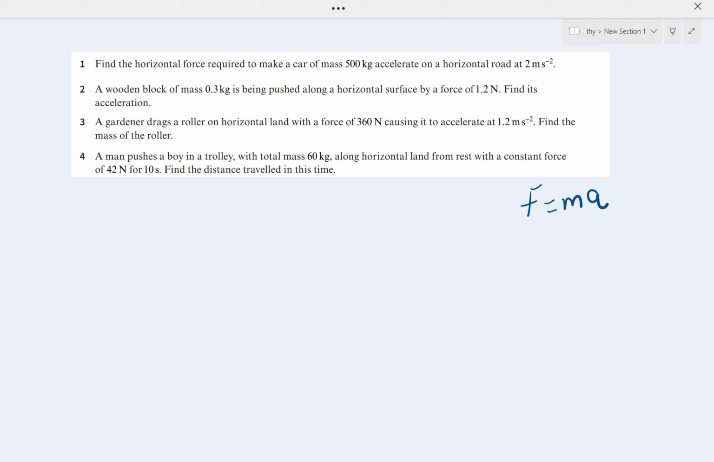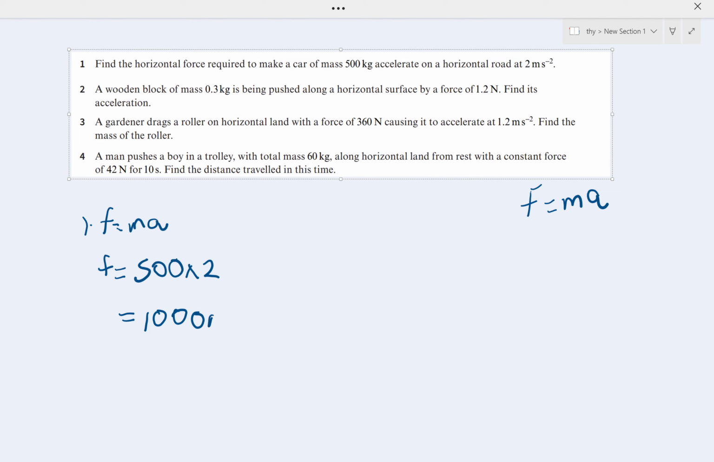So we have F, question 1, is equal to ma. Basically, we're looking for the force, which is equal to the mass, 500, times 2, which will give us 1000 newtons, because force is measured in newtons.